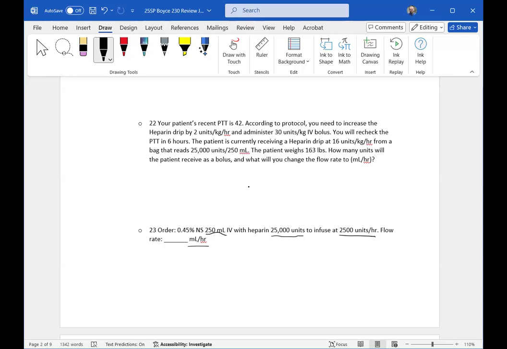So what you're going to do is take, this is my strategy. If you decide you want to do this a different way, again, if you're getting the same answer, great. But I always say in my mind, I'm thinking, okay, I'm just going from units per hour to milliliters per hour. And what I want to do is just convert units to milliliters. If I can do that, then great.